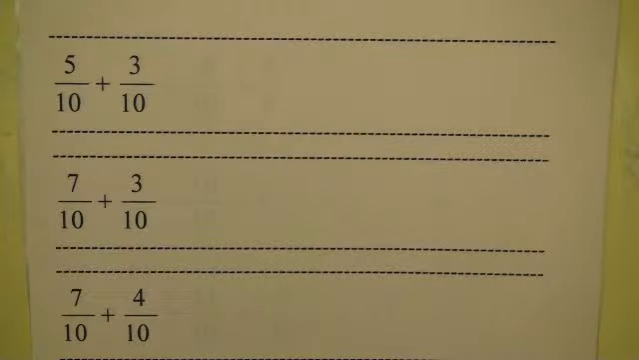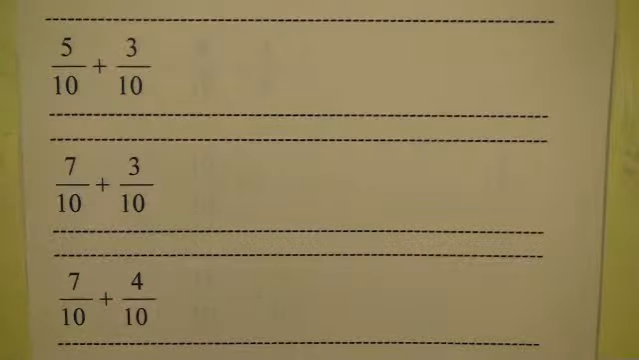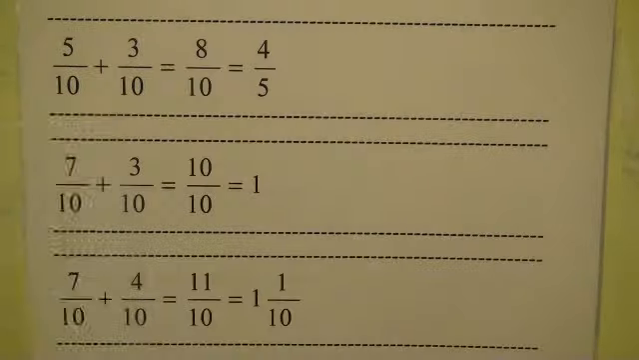Now here's a few examples of if the denominators are already the same. We already have common denominators. We have 5/10 plus 3/10, and so on. So here's 3 different examples that you might see. The first one, we just simply get 8/10, which reduces to 4/5, or simplifies.